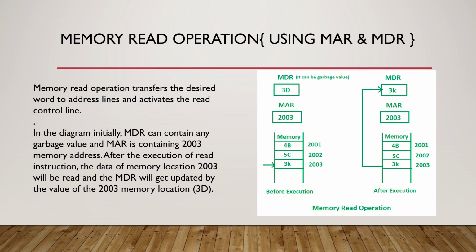So, hello everyone, I am Shaunak and as we learned about MAR and MDR, now we are going to learn about how they are used in read and write operations. I am going to explain about the read operation. A memory read operation is the process of retrieving data stored in a computer's memory, which we know as the RAM, and transferring it to the processor and other components that require it for further processing.